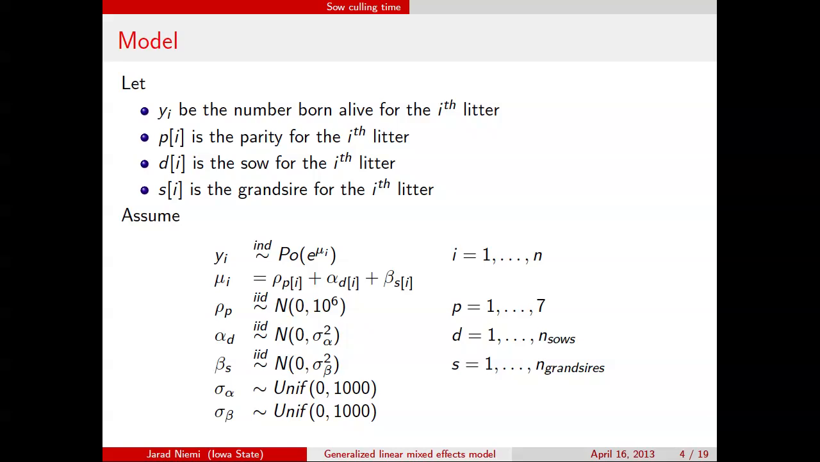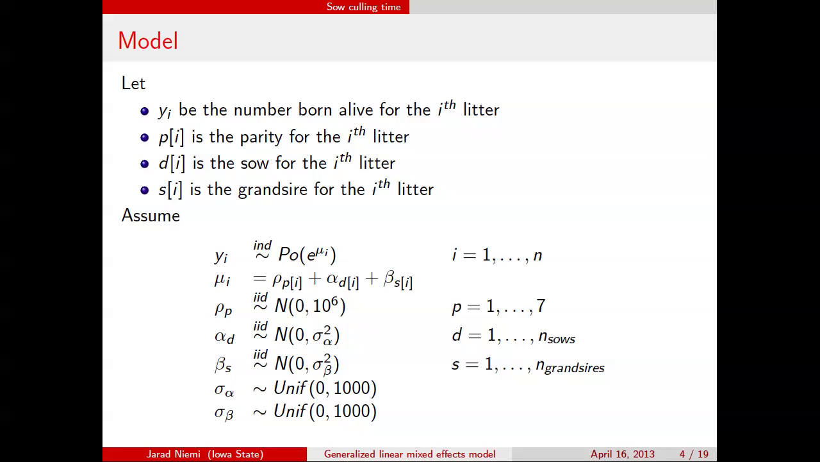So if you wanted a point estimate, we could find the posterior median or something of alpha D, but we have a whole posterior for alpha, for all the random effects, for all the sows, and for all the grandsire effects. Did that answer your question? Okay.